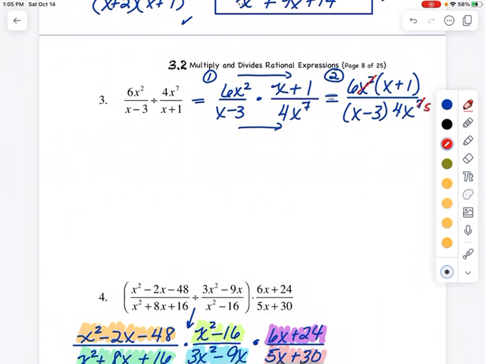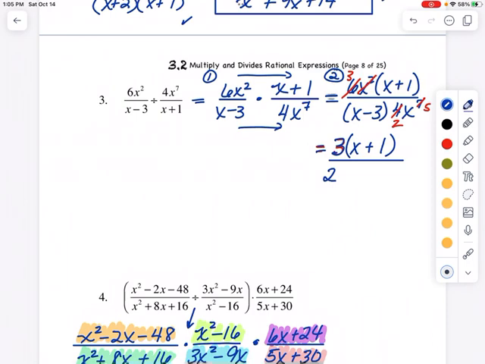That's going to be a 5 then. And then 2 goes into 4 2 times, and 2 goes into 6 3 times. So in the numerator, we then have 3, and then we have x plus 1. And that would be over, it would just be 2.